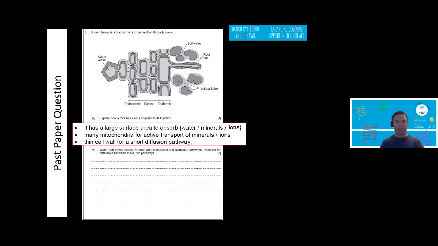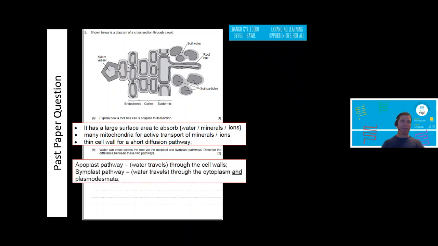Now the next question is more the business end really. There were only 2 marks. It says water can travel across the root via the apoplast and symplast pathways. Describe the difference between these 2 pathways. That's a very nice question, really. In fact, already they're zoning in on apoplast and symplast. Notice no reference to the vacuolar pathway. Describe the difference. Very nice.